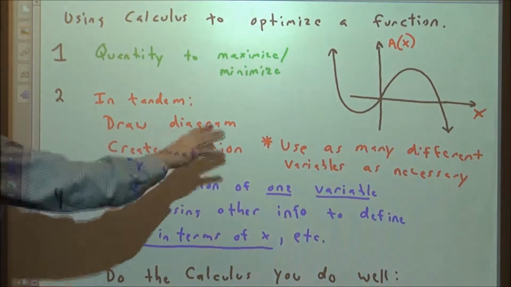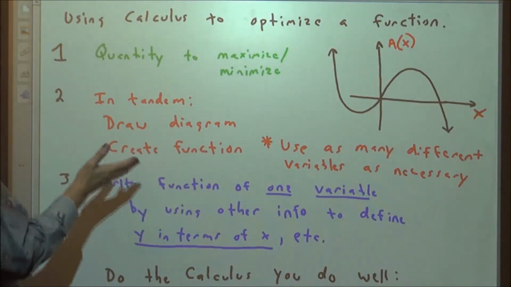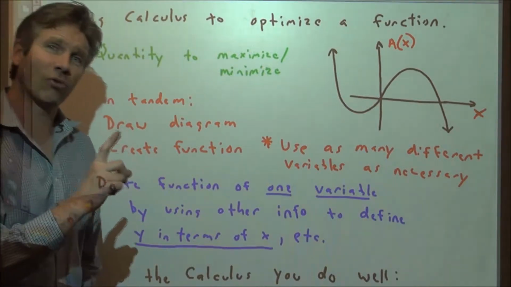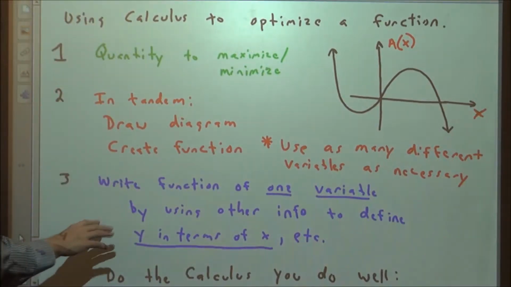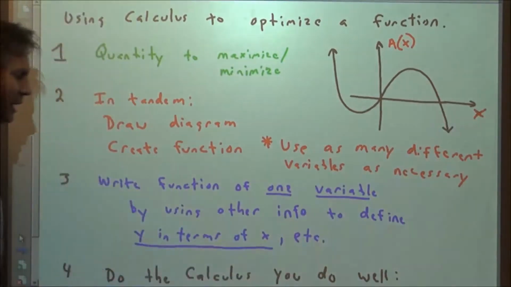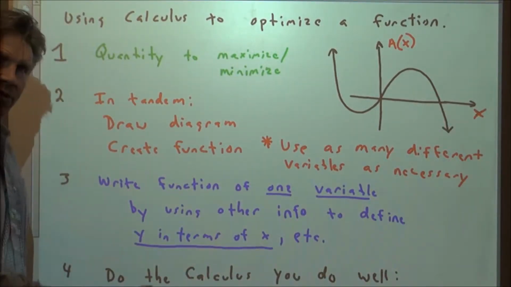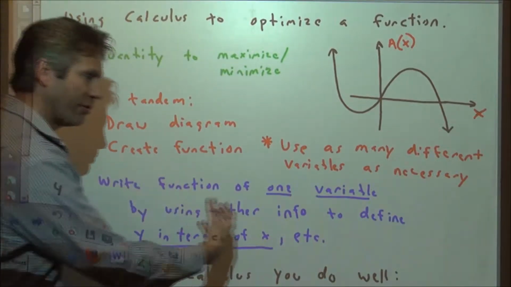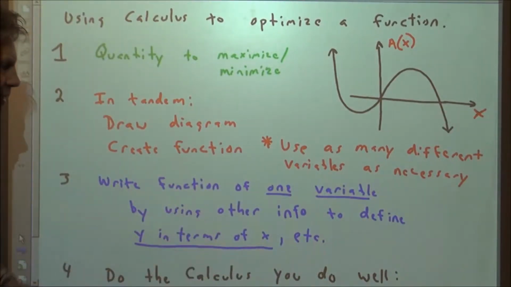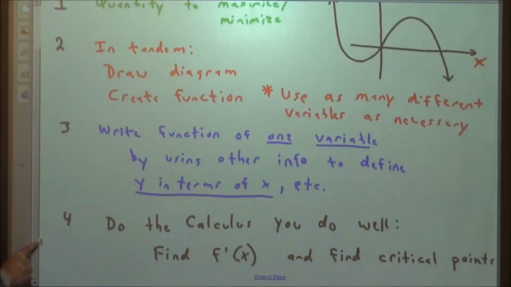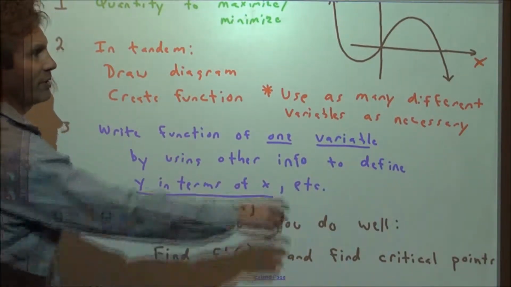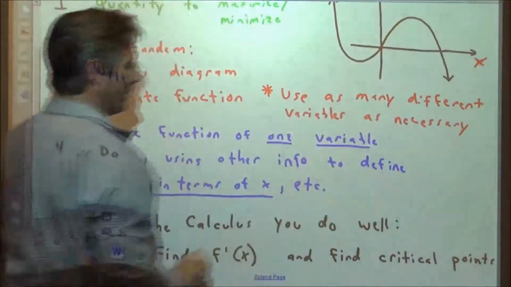Number 3, after you've written a function using as many variables as you need to in step 2, now write the function as a function of just one variable. And now's the time when you're going to be using the other information given in the problem to do things like defining y in terms of x, so that you can make a substitution, or even a third variable in terms of x if you need to make the substitution. And then step 4, do the calculus that you do so well and find the first derivative, set it equal to 0, find our critical points. We are after that dude right there.